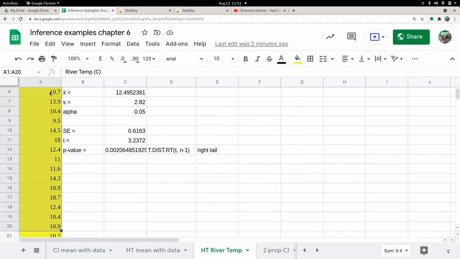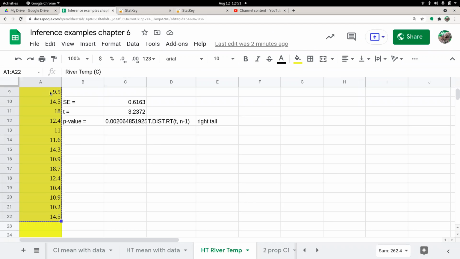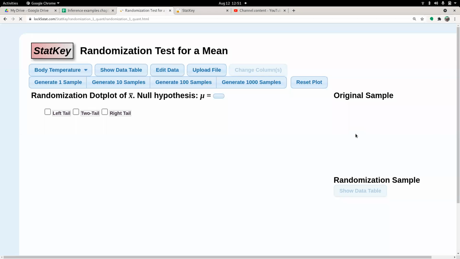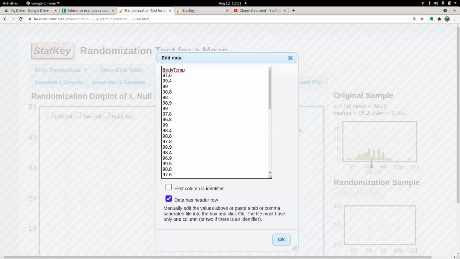And if I go to StatKey and I run this again, so I'm going to copy the spreadsheet data, just the raw data, and we're doing a randomization hypothesis test for a single mean. I'm going to edit. Hopefully you've done this many times by now. Delete first is my recommendation, then paste it in. And notice I do have a header at the top here, but I don't have a first column identifying what each of those numbers is, so that stays unchecked.